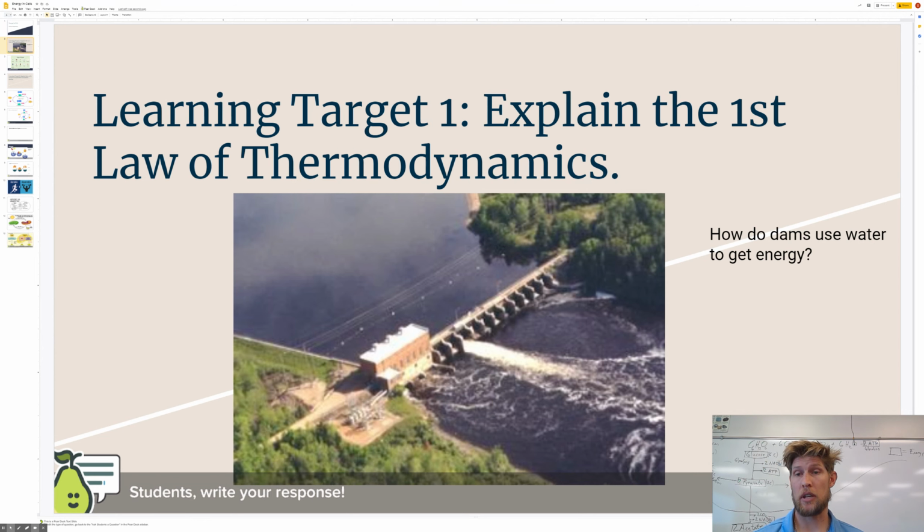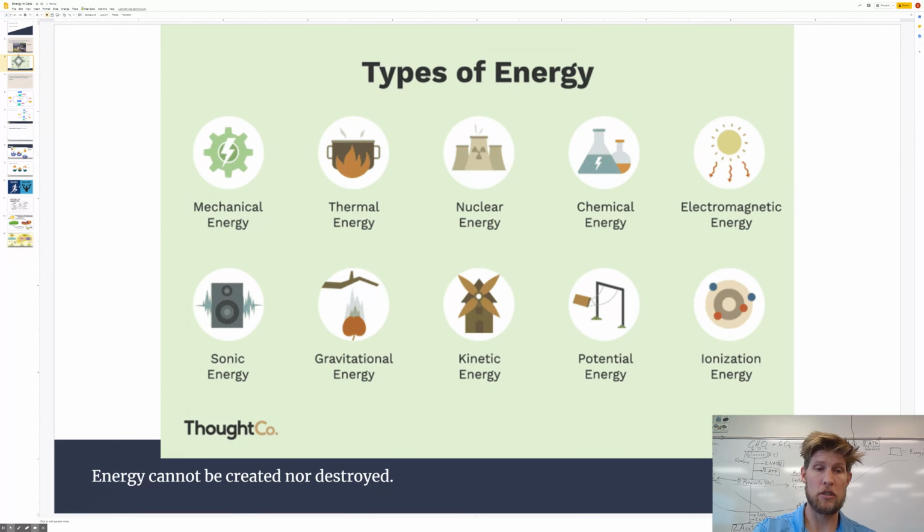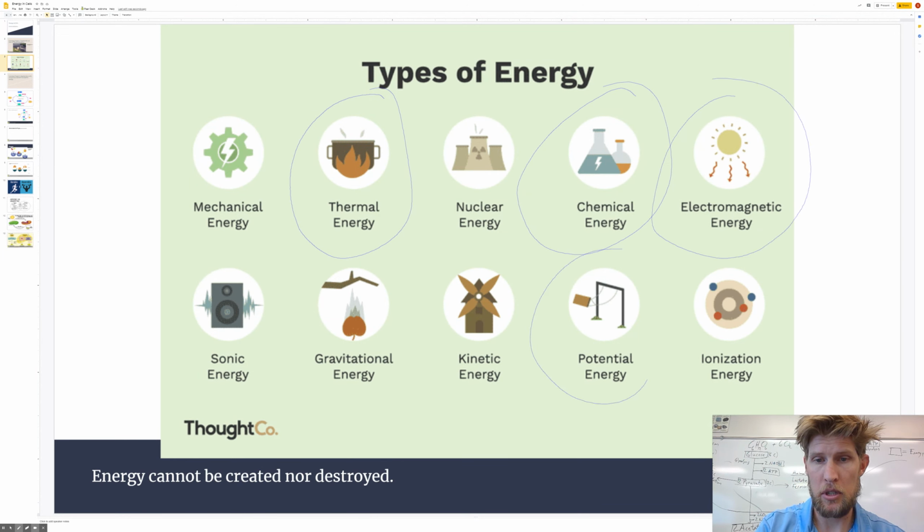So, we talked about how dams use their energy and how they're transferring their energy from the water moving across turbines to changing it into more of a mechanical energy, electrical energy. Now, here are a few different types of energy that we need to know. The ones I want you guys to know: thermal, chemical, electromagnetic, potential, kinetic.